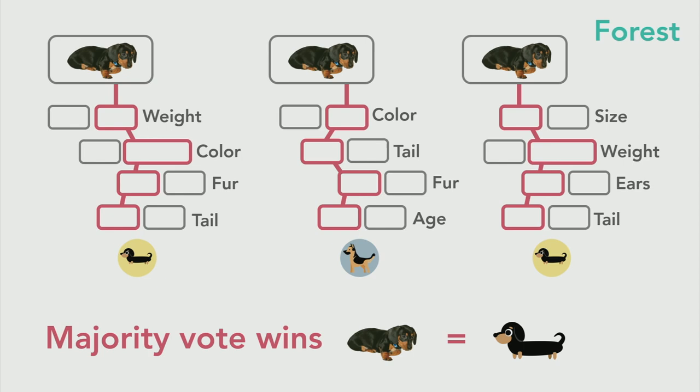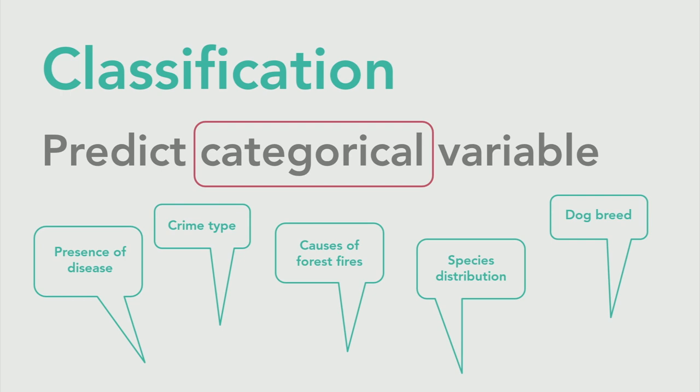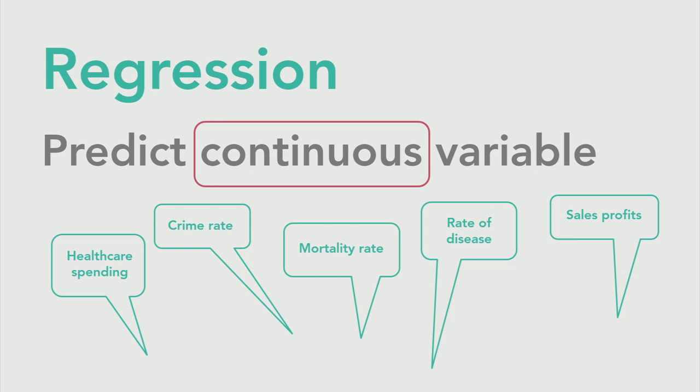So this example of predicting dog breed, that's called classification because we're predicting a categorical variable. So with random forest, you can do classification and you can do regression. With classification, predicting a categorical variable, that can be something like dog breed. It could be something like species distribution, causes of forest fires, presence or absence of something. It could be a binary, sort of like pass, fail, crime type, land classification. Or we could do regression, where we're predicting a continuous variable. So something like healthcare spending, crime rate, mortality rate, sales profits, some continuous number along a number line.